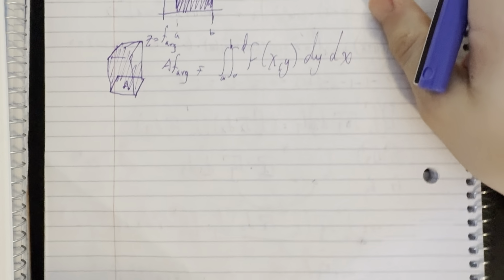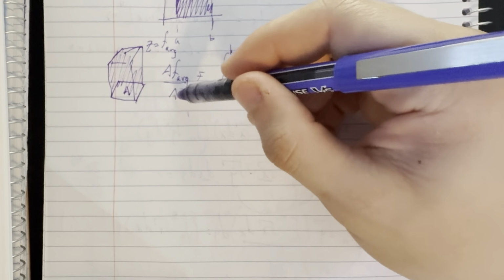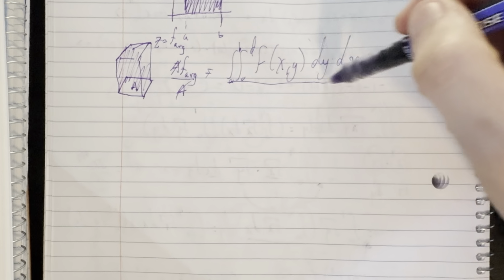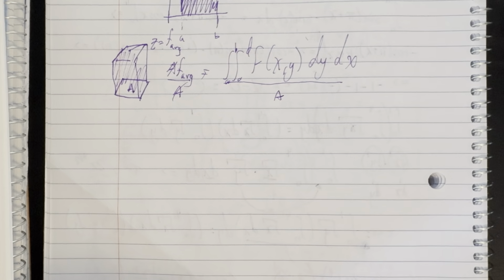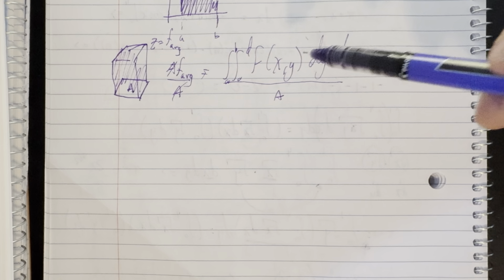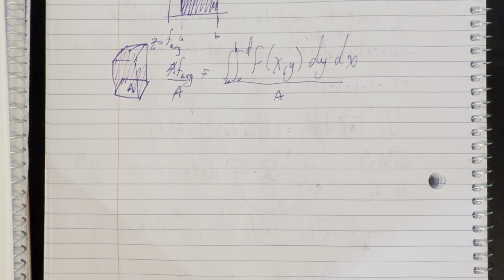So same kind of idea, just divide by the area on both sides. Okay, and that's how you get that. I don't think you need an example with this. It's literally the same as before, except you divide by the area.